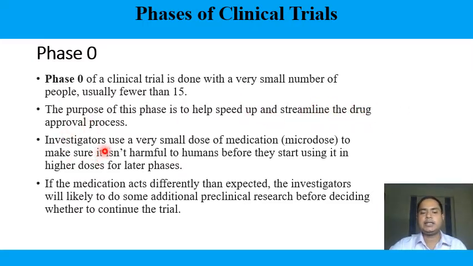Investigators use a very small dose of medication, also called a microdose, to make sure it is not harmful to humans before they start using it in a higher dose for later phases. If the medication acts differently than expected, the investigators will likely do some additional preclinical research before deciding whether to continue the trial.